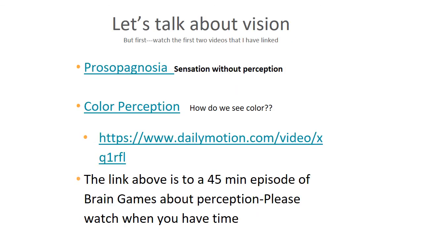Let's move on to talking about vision. On this slide, I put 3 different links that would be useful for you to watch. Please watch the first 2 before moving on to the next slides. The first one is called prosopagnosia, sensation without perception. The second one is called color perception, how do we see color? Please go ahead and watch these 2 videos before moving on to the next slide.